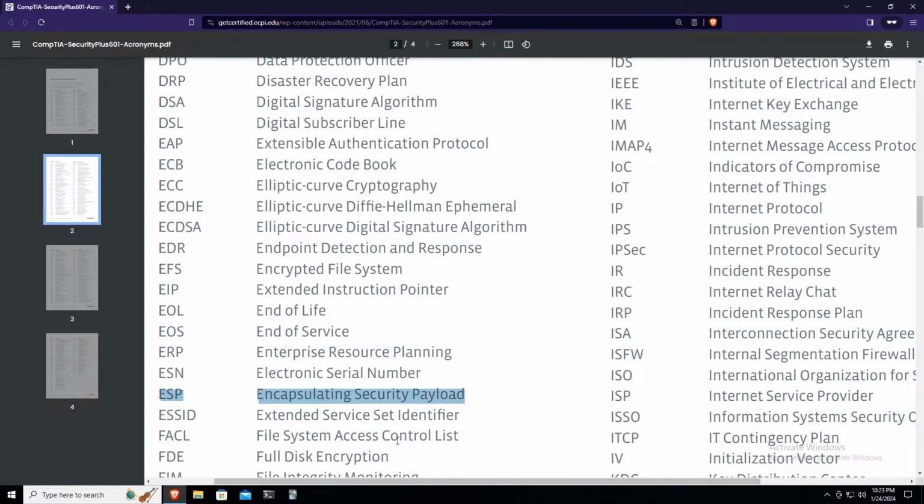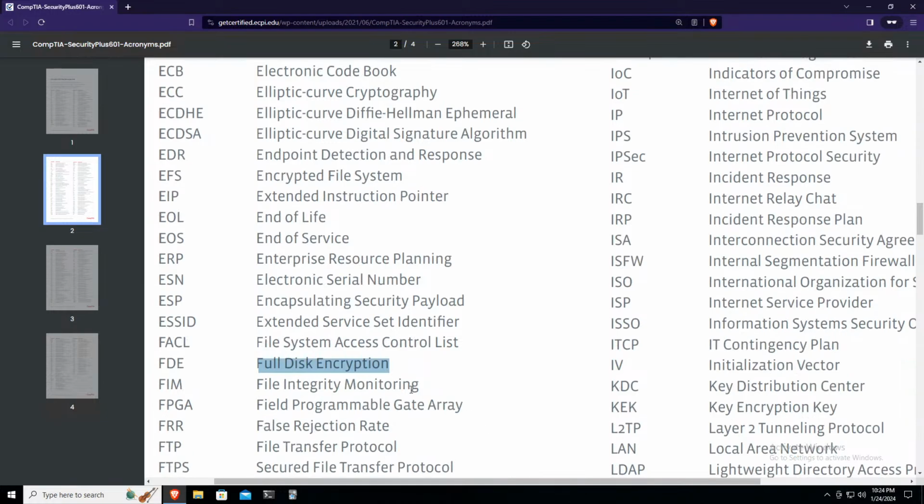SSID again, but this time it's extended. Could just be a longer form SSID. Would have to see what the extended portion means. FACL, or file system ACL, an access control system for file systems, right? Or you know, who can access what in this directory, essentially. FDE, full disk encryption, right? BitLocker can enable that for drives. It's an example product.